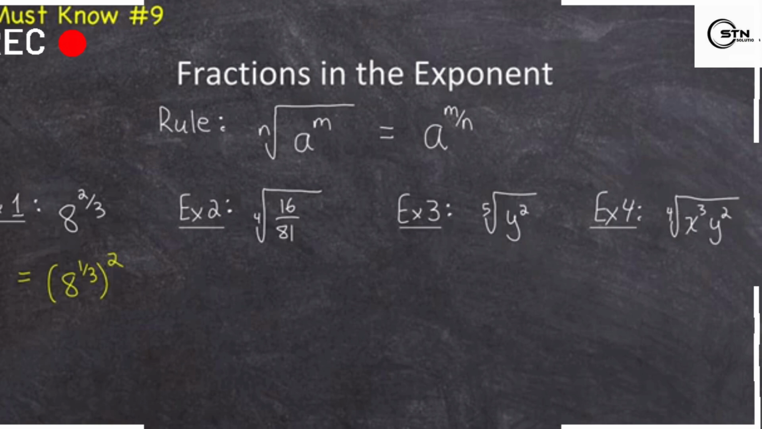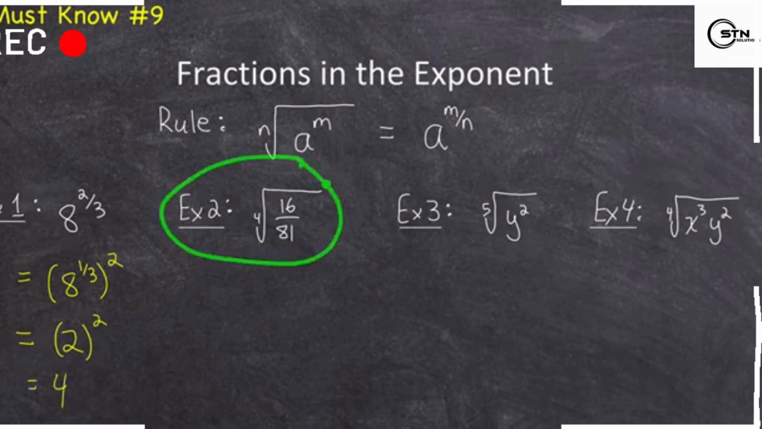And then when evaluating 8 to the power of 1/3, what that means is 3 factors of what number multiplied together is equal to 8. Well, I know 2 times 2 times 2 is 8, which means 8 to the power of 1/3 is 2. So we have 2 squared, which is 4.